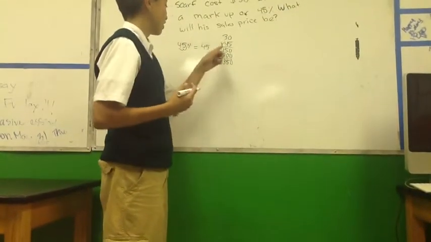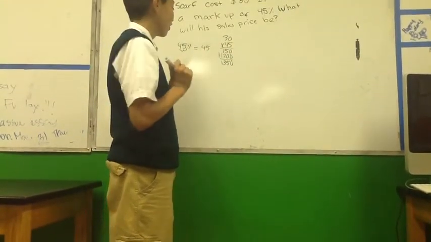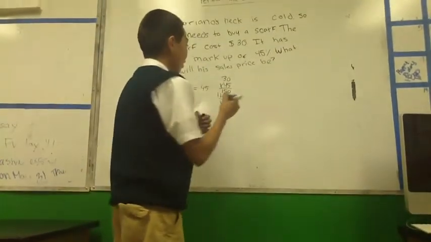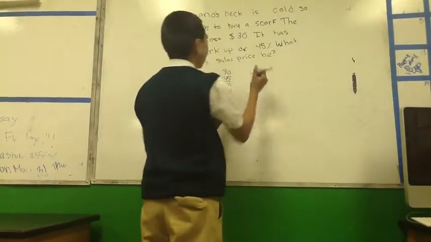And since there's 2 points behind the decimal, you move the decimal twice. It's gonna be 13.50, and then you add it to your original price, 30.